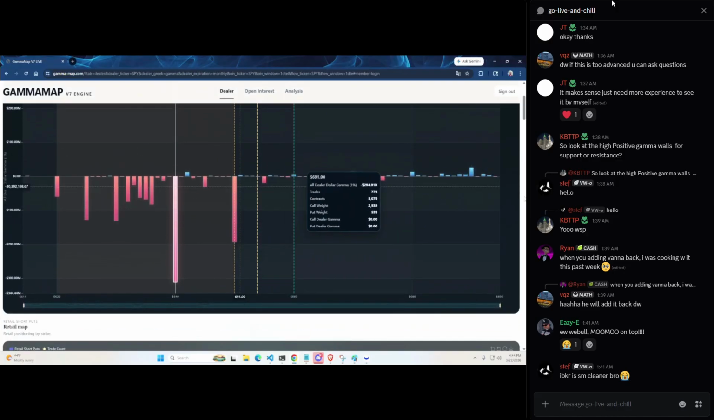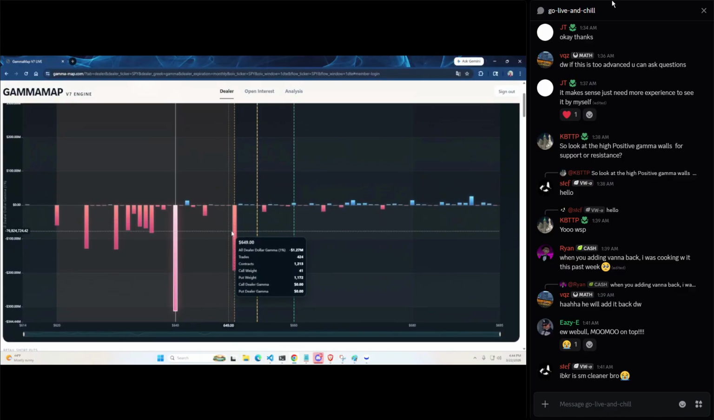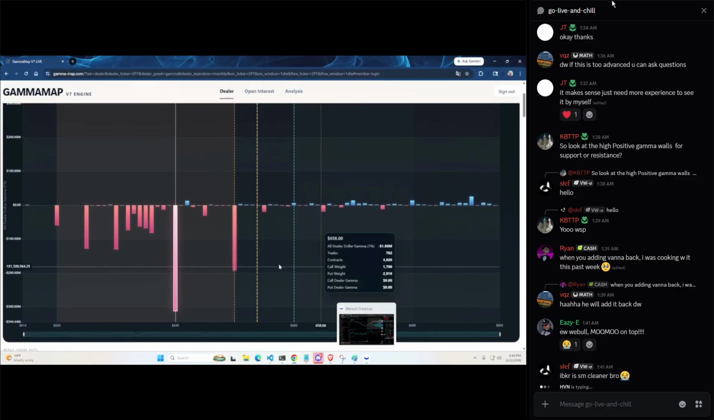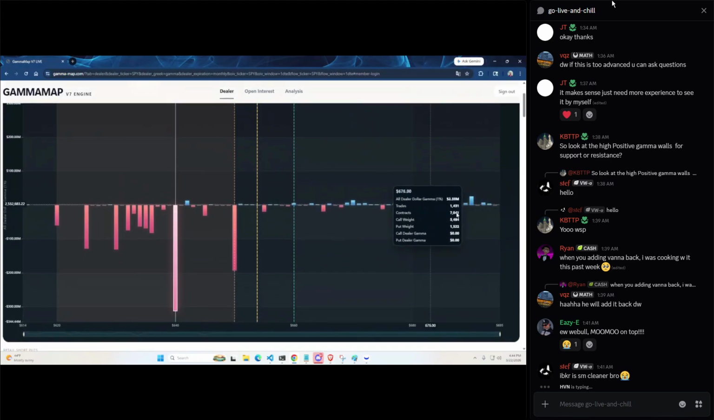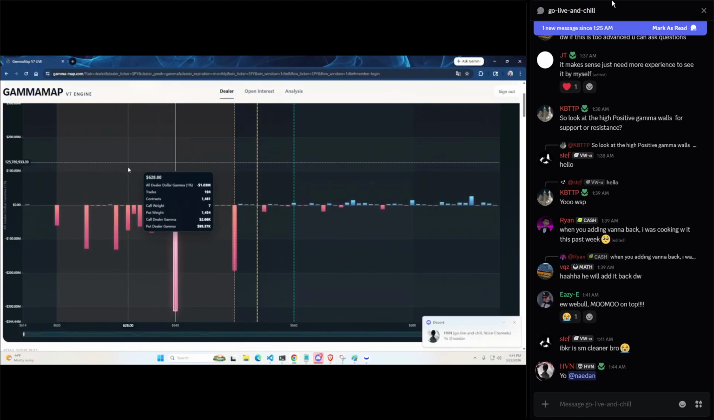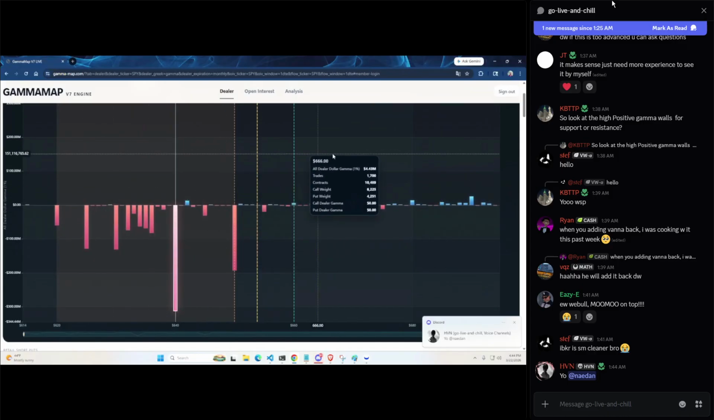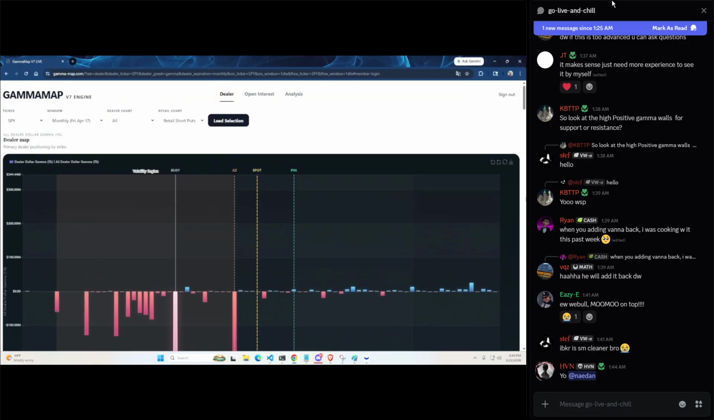650 again is a transitional zone. Dealers are not providing support at 650, right? For the monthly chart, you can see positive gamma up here, but right now we are in negative gamma territory. So I expect this week to still be chaos, right?